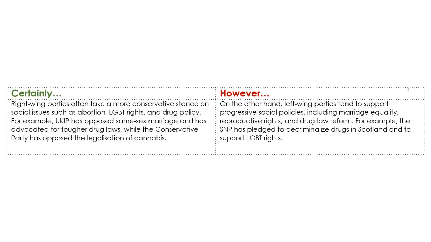Another one, right-wing parties often take a more conservative stance on social issues such as abortion, LGBT rights, and drug policy. For example, UKIP has opposed same-sex marriage and has advocated for tougher drug laws, while the Conservative Party has opposed the legalization of cannabis. So there's some good own knowledge there and some good examples. On the other hand, this is the comparison, left-wing parties tend to support progressive social policies, including marriage equality, reproductive rights, and drug law reform. For example, the SNP has pledged to decriminalise drugs in Scotland and to support LGBT rights.